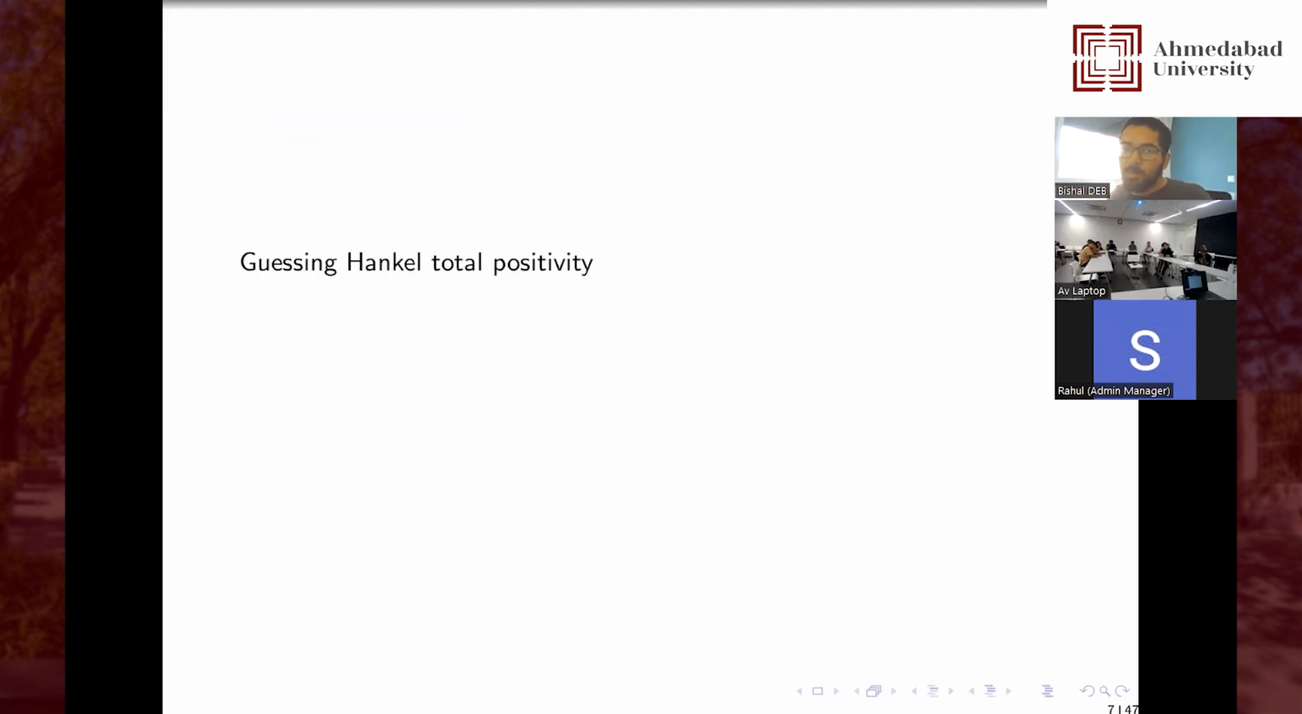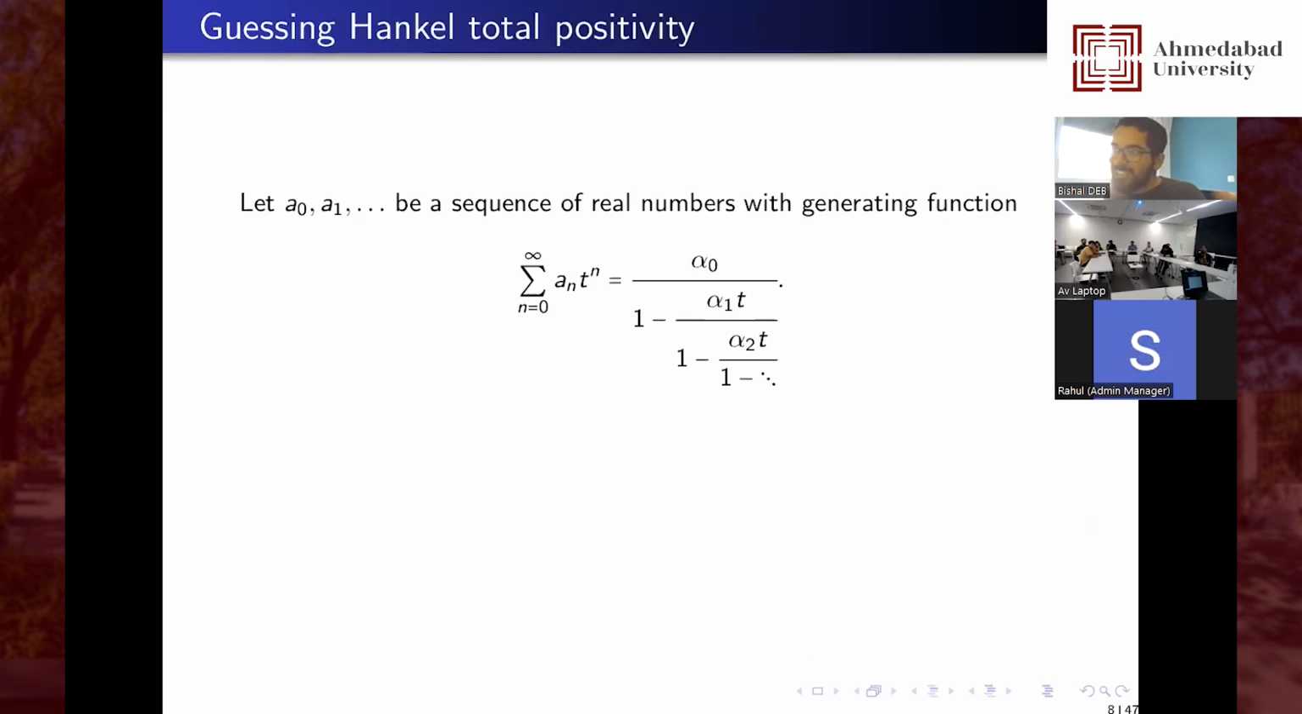I have told you a theorem, and how you might be able to prove Hankel total positivity. But if I give you a sequence, how do you check? Which of these three would you use to check if the sequence seems to be Hankel totally positive or not? And I don't give you the full infinite sequence. I want to do it on a computer. So I have, let's say, the first 10 terms. How do I do it? So there is an algorithm.